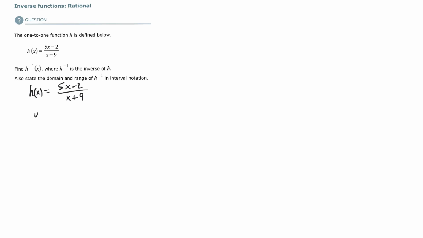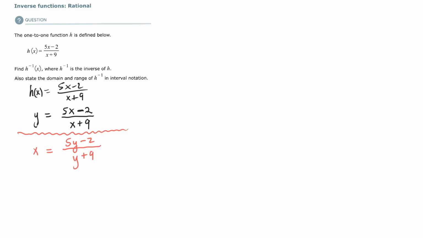We're going to say the output is going to be renamed to be y. In order to find the inverse function, we're going to switch the order of x and y. And how do we do that? We simply replace x with y and replace y with x. So here's our new problem. I'm going to draw a line there. X is here. And now we have 5 times y minus 2 over y plus 9.